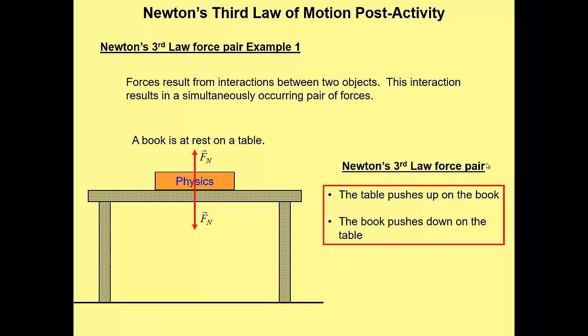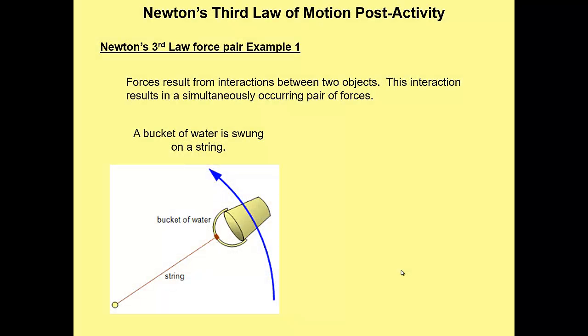You with me? So the table pushes up on the book, the book pushes down on the table. That's a Newton's third law pair. One interaction going on there. Are there other things happening? Sure. But I'm focusing on one interaction at a time here. Let's look at something a little more complex.